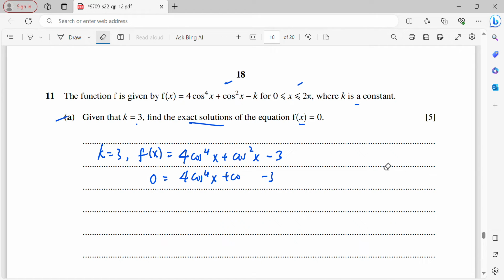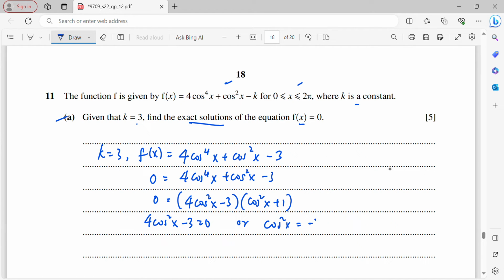So from here, I get the quadratic equation in terms of cos square x. So I can factorize this. So you just assume u is cos square x. That means cos power 4x is u squared, right? So when you factorize using quadratic, the built-in function in your calculator, the quadratic equation, then you will get 4 cos square x minus 3, then cos square x plus 1. Then from here, either the first bracket equals to 0 or second bracket equals to 0.